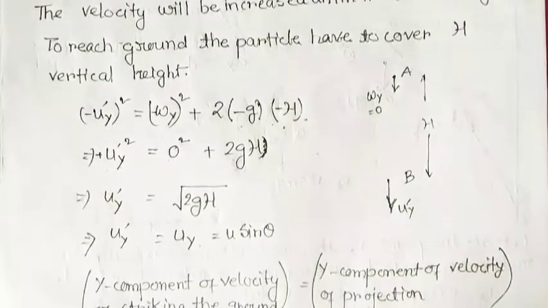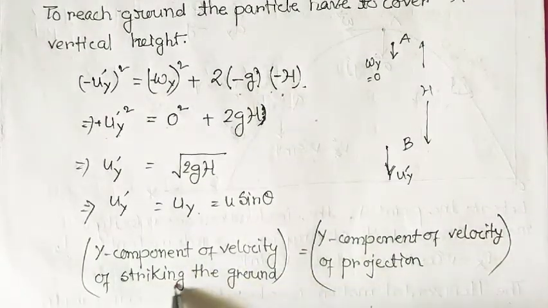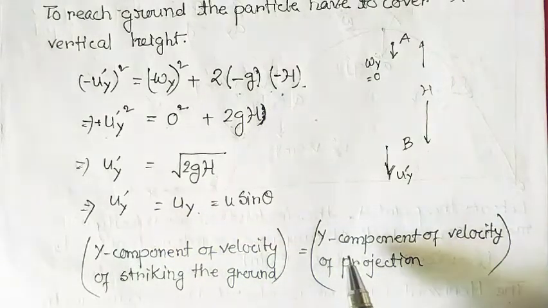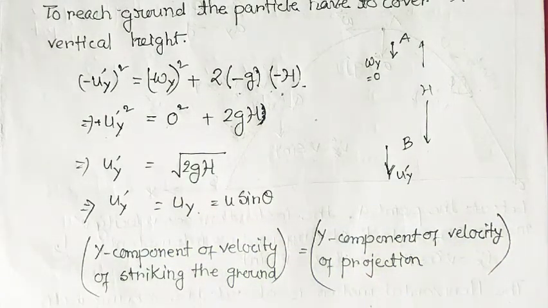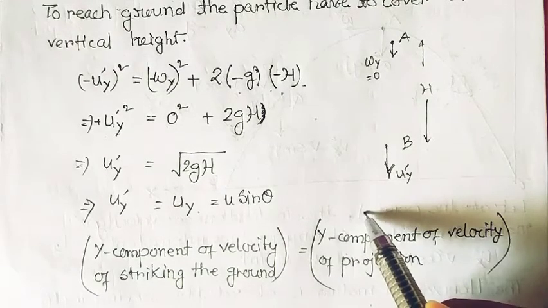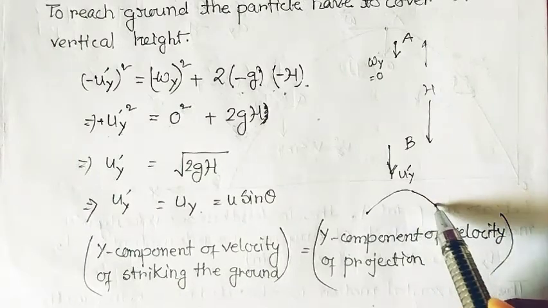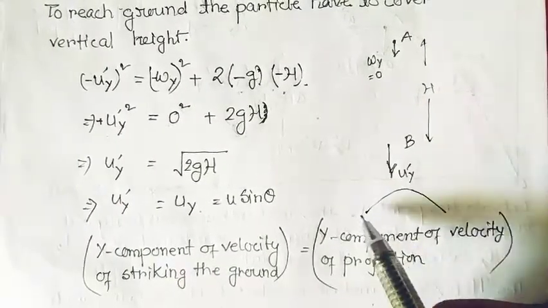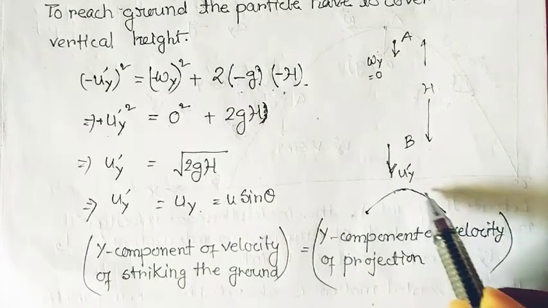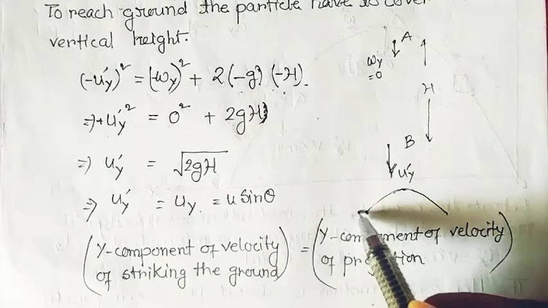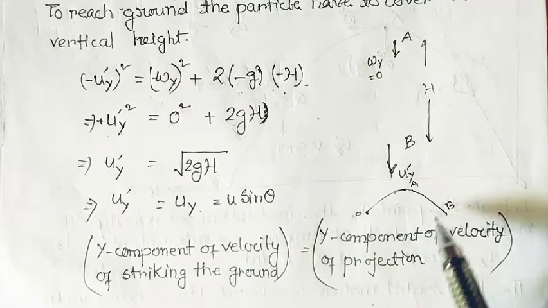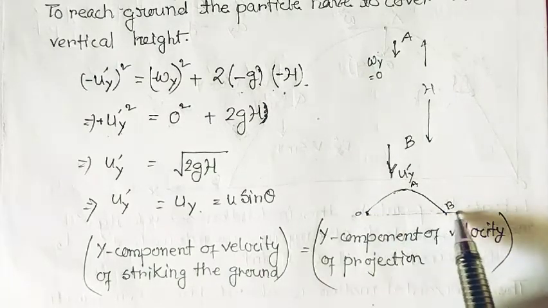So the y component of the velocity of striking the ground, that is u prime y, is equal to the y component of velocity at the point of projection, that is uy. Both are equal. Since both are equal, it explains many things, that the particle is projected from here, it again returns back to the same horizontal level. Particle is thrown from the point O, it reaches the point A, after that it returns back to the point B. So this O to B via A, it again returns back to the same horizontal level.